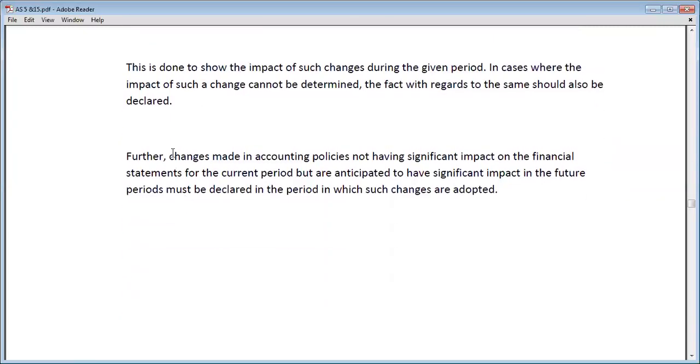Okay. Further, changes made in accounting policy not having a significant impact on the financial statement for the current period but anticipated to have a significant impact on future periods must be declared in the period in which the changes are adopted. So if there is no significant impact on the financial statement from the change in accounting policy in the current year, but the impact will be there in future years, then you have to disclose that change in the current year. Okay, so in the year in which you have made the changes, you have to disclose it.